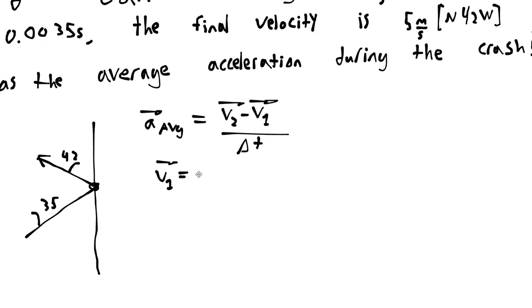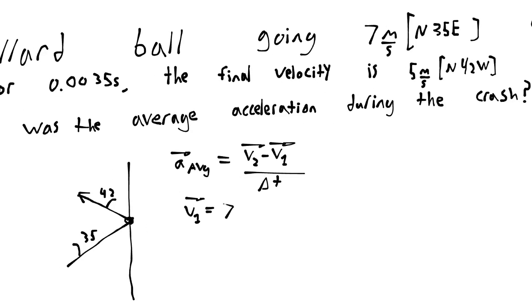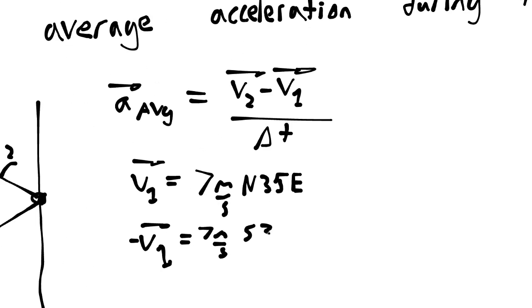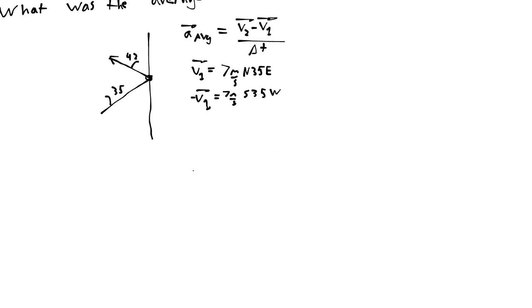So the way you can do that, v1 positive is 7 meters a second north 35 degrees east. Now negative v1 is just the same magnitude, but now north and south are swapped, and east and west are swapped. So it becomes south 35 degrees west.